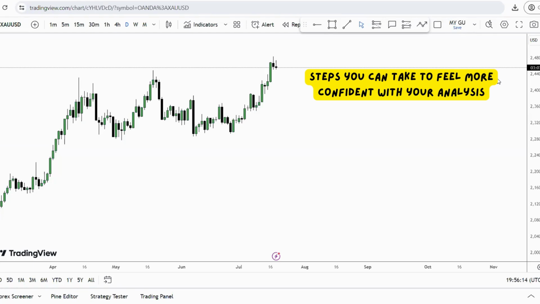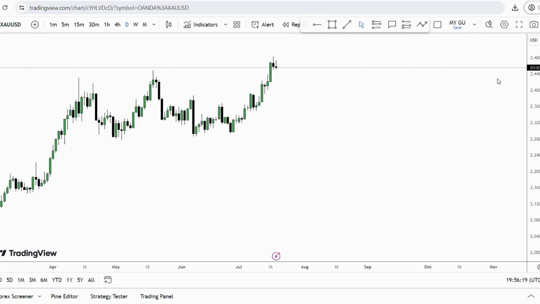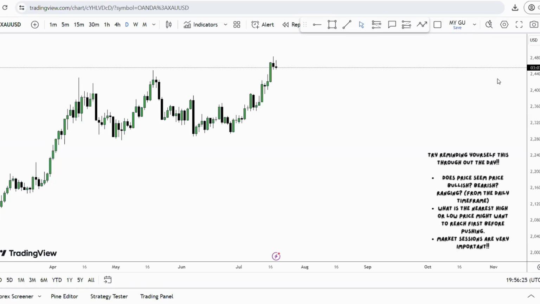This is a simple step that you can use to your advantage for you to feel more confident with your analysis. Once you understand this step, then you can move on to the next one. So the first thing that you need to do when you open your charts is identify your trend. Is price pushing higher or is price pushing lower? Identifying your trend gives you a general understanding of what the price might do.